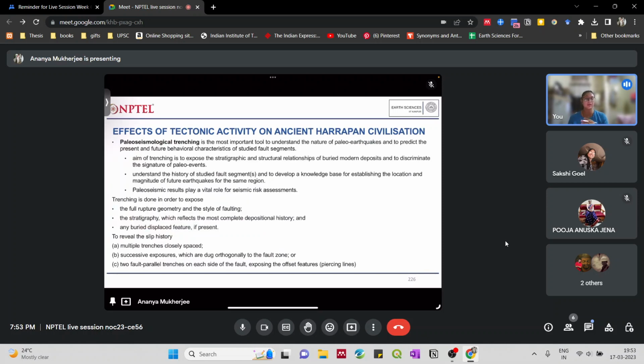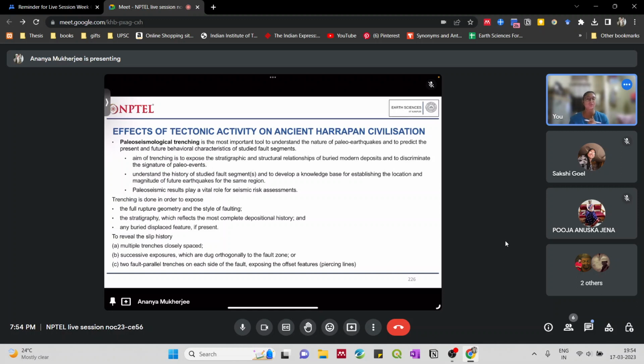Another tool or method that we use is trenching. Paleoseismological trenching is an important tool where we can study past earthquakes and try to predict present or future behavioral characteristics. These are obviously combined with other earthquake monitoring techniques, which we can use to predict.